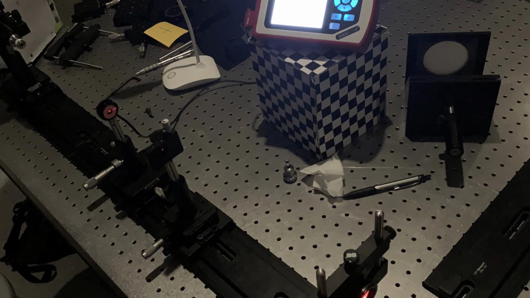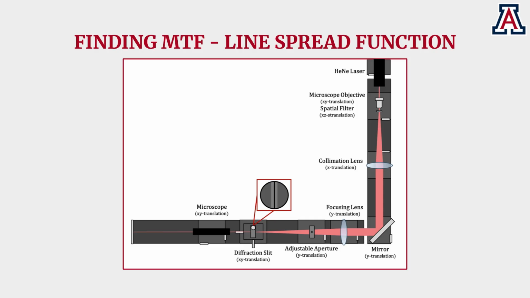Then, replace the microscope with the power meter and take power readings as it is translated from one slit edge to the other with 10 micron micrometer increments. These power readings are then plotted against the respective micrometer positions to form the line spread function. This is repeated 2 more times, but instead for the plus and minus 1 wave defocus positions.